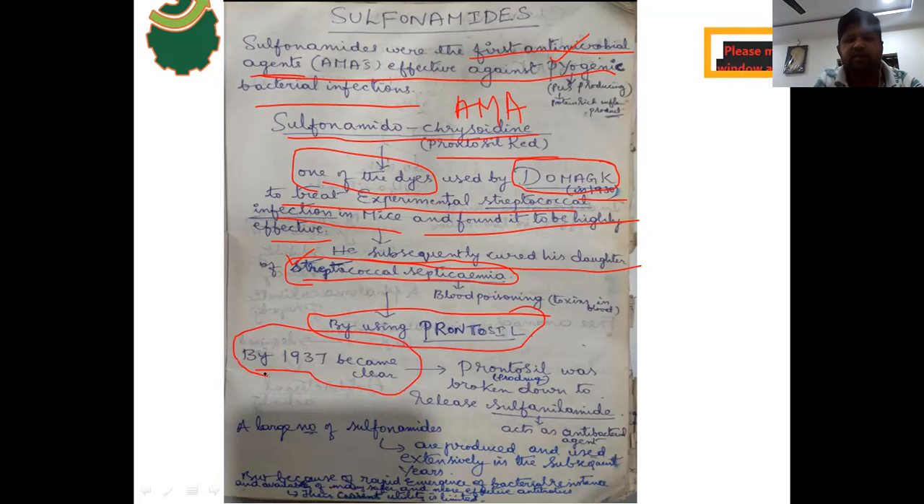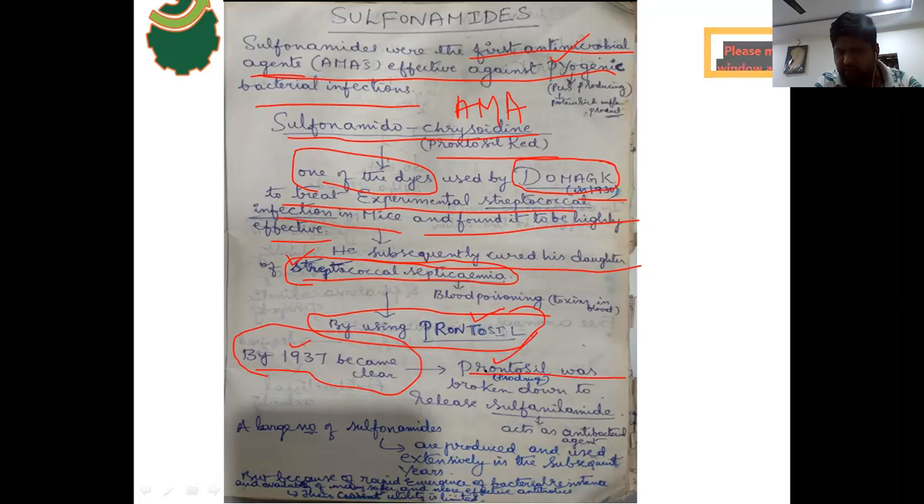Later in 1937, it becomes very clear that prontosil red, which is very effective, which was used by Domagk in the treatment of streptococcal septicemia in his daughter, and he cured his daughter suffering from streptococcal septicemia with prontosil red. It was discovered in 1937 that prontosil red was not the actual drug which is going to be effective on streptococcus bacteria.